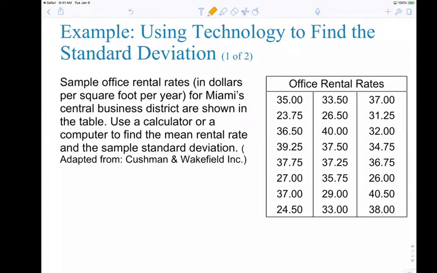So now, we have the sample office rental rates in dollars per square foot for the Miami Central Business District shown in the table. So we have some rental rates. It says use a calculator or a computer to find the mean rental rate, the sample standard deviation, and so on. Now, a lot of these devices can crunch these and just spit this data out in an instant. You don't even have to create tables. You do have to have a copy of the data, but once you have the data, it'll find the standard deviation, the variance, and all that kind of stuff.